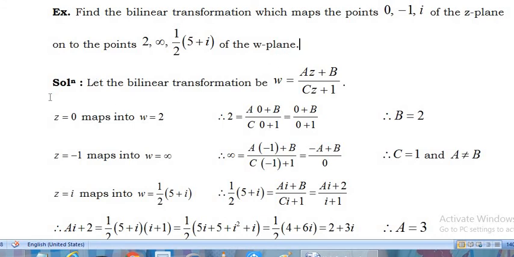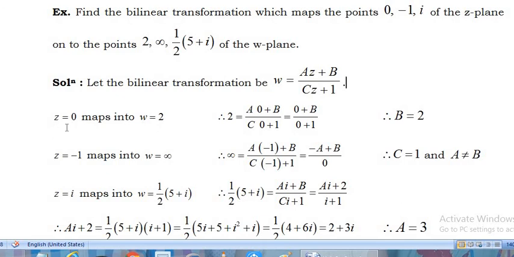There are some different methods. In this session, we are going to discuss the simplest and quite logical method. Let the bilinear transformation be w equal to (Az plus B) upon (Cz plus 1). We know that as we have to determine values of 3 constants uniquely, we must have 3 bits of information, and that is available with us.